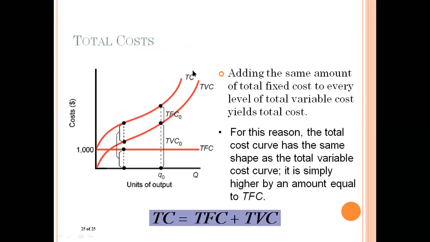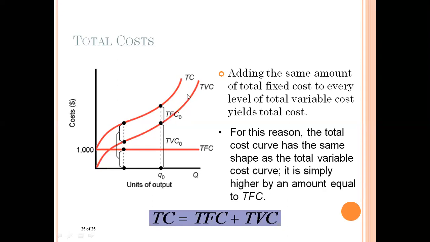As you can see, TFC is a horizontal straight line parallel to the x-axis, whereas TVC starts from the origin and ultimately makes an inverse S shape, and TC starts from the point where TFC starts, and then it starts increasing as TVC increases. But the difference of TC and TVC is always constant because the difference is TFC, which is always constant. That's why these two curves, TC and TVC, are always parallel to each other and they will never intersect with one another.